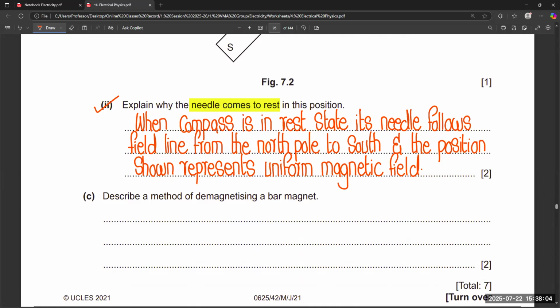And this question is no longer part of the new syllabus: magnetization and demagnetization method.